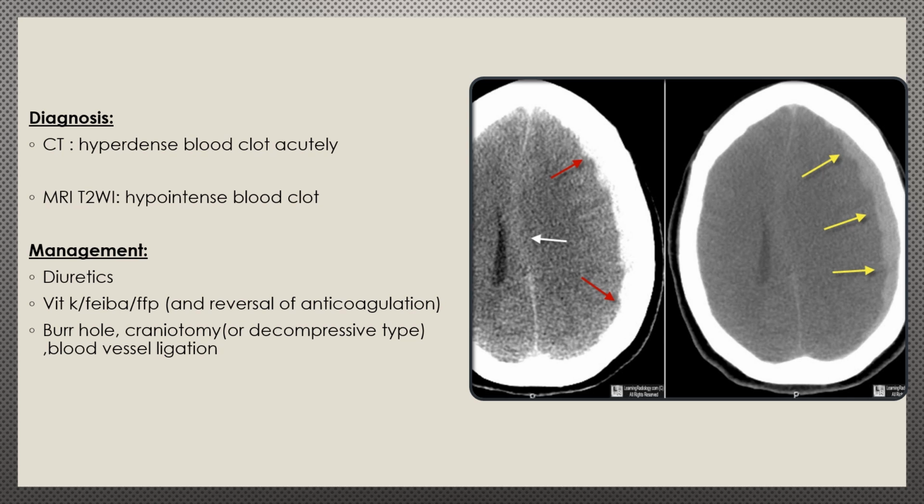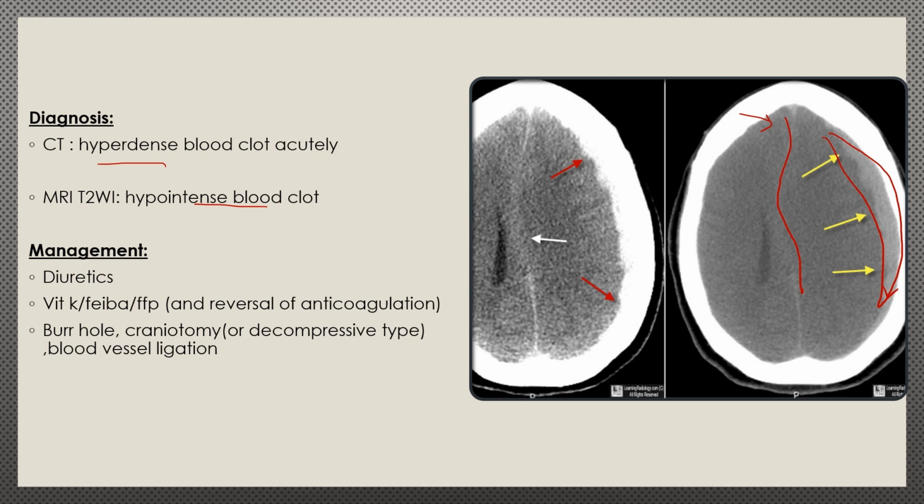A subdural hematoma on a CT scan appears as a hyperdense, crescent-shaped mass that looks like a moon. Here we can also see shift of the midline, which shows mass effect. On MRI T2 weightage image, we can find a hypointense blood clot.